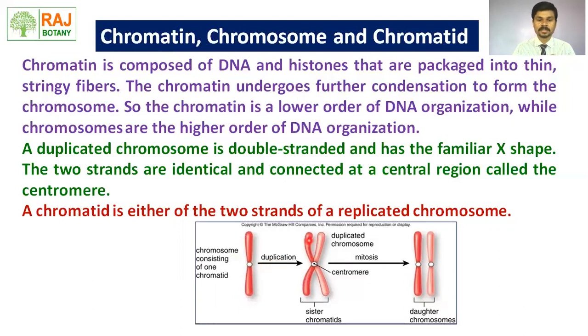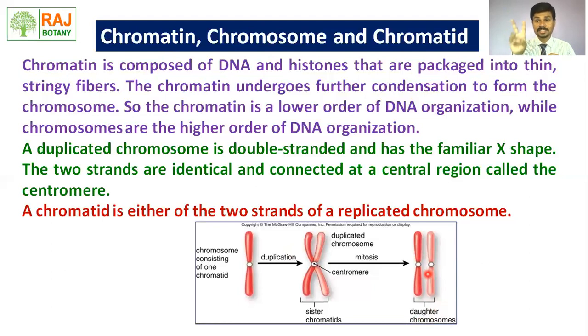And here this is one duplicated strand and this is another strand, and these arms are called sister chromatids. Okay, so the chromatid term is clear, chromosome term is clear, chromatin term is clear. And after the mitosis, these sister chromatids get separated out and give formation of daughter chromosomes to each cell.